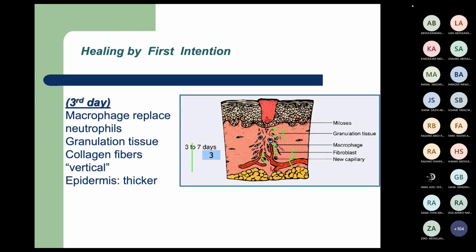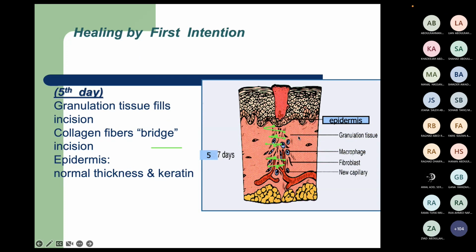So then on the third day, again, macrophages come. They replace the neutrophils. Granulation tissue is now formed. Blood vessels are dividing. Collagen initially is vertical. See, these green things are showing that collagen is vertical, just to make you understand. But it's actually random. It is in all directions. But later on, it is more important that this collagen should be horizontal so that it can bridge the gap. So this is important. See this green line?